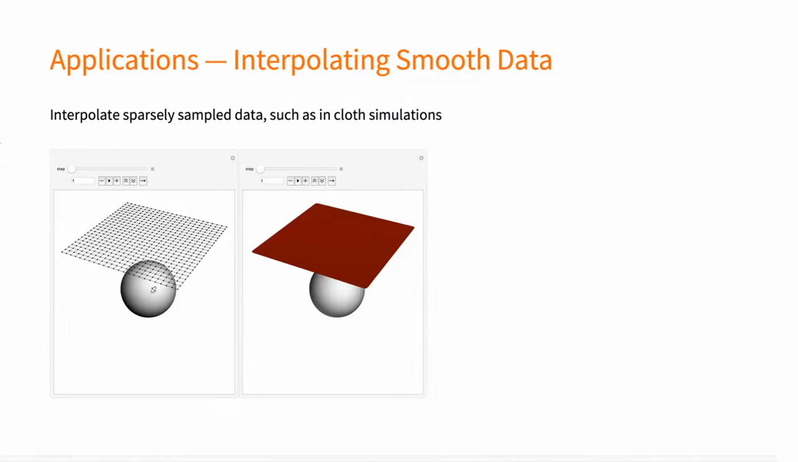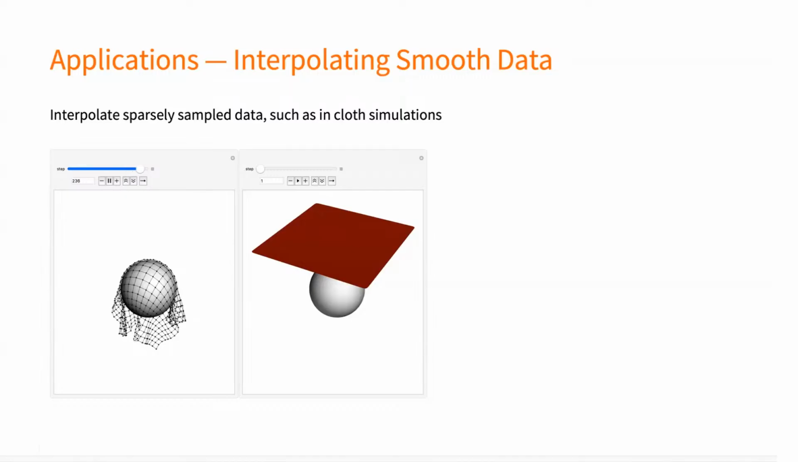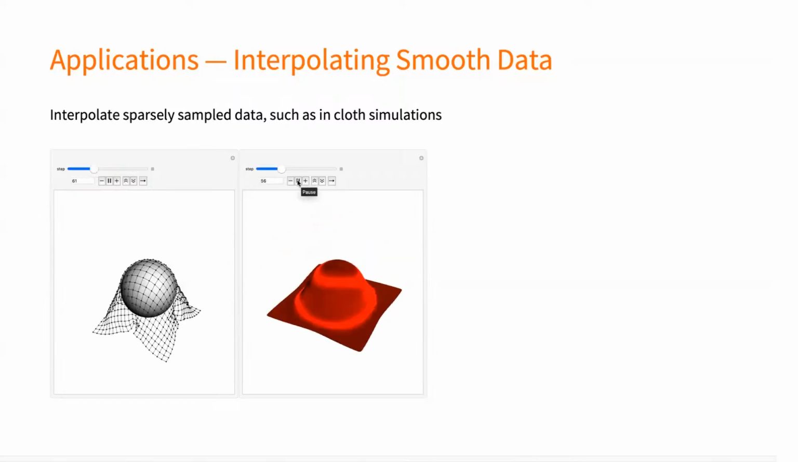In this example here, I have simulated a cloth using a sparse number of sample points. And we go ahead and play that simulation. And we see how the cloth wraps around the sphere here. However, this is not super convincing due to the sparse nature of the points. However, if we go ahead and add subdivision to this, as well as a nice shader, we get a much more convincing cloth.